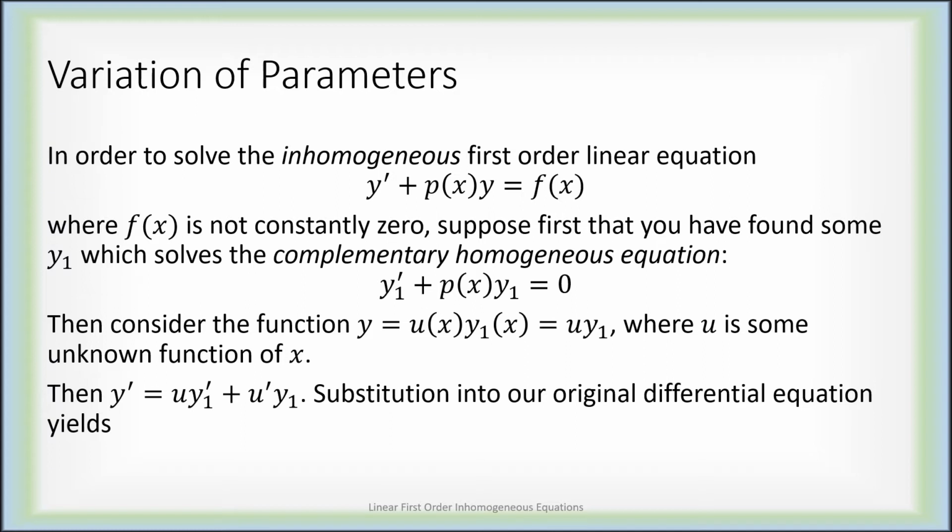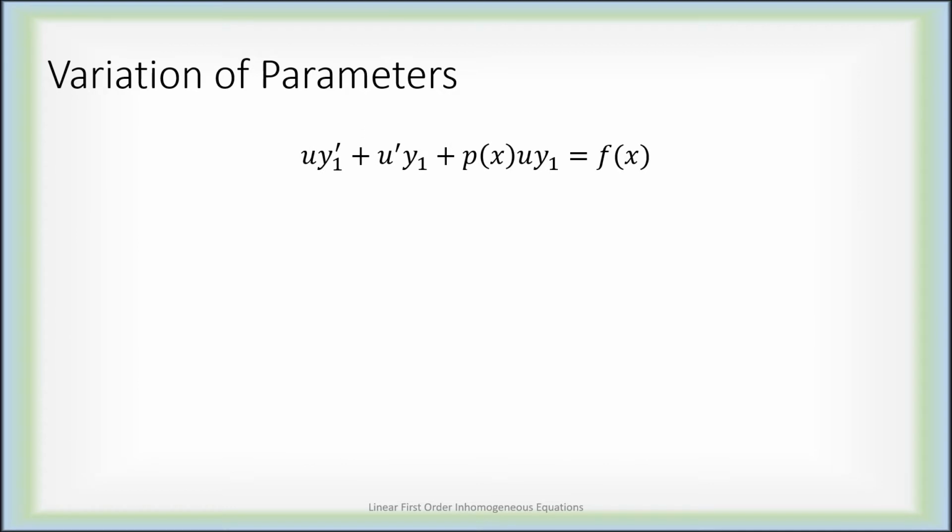Well, if we were to take a derivative of u times y1, right, y is u times y1, I apply the product rule, and here it is: u y1 prime plus u prime y1. We take this for y prime and put it back up here for y prime, and we're going to take u times y1 and plug it in for y and see what happens. Well, we end up with y prime plus p of x times y equals f of x, and we've made those relevant substitutions. And here's where we are so far.